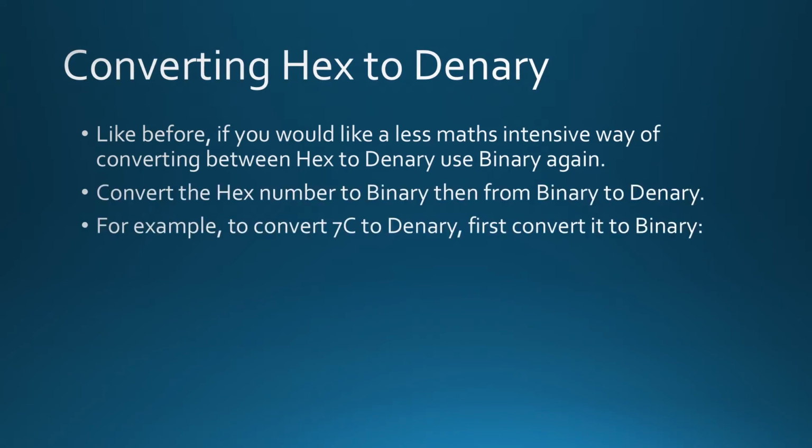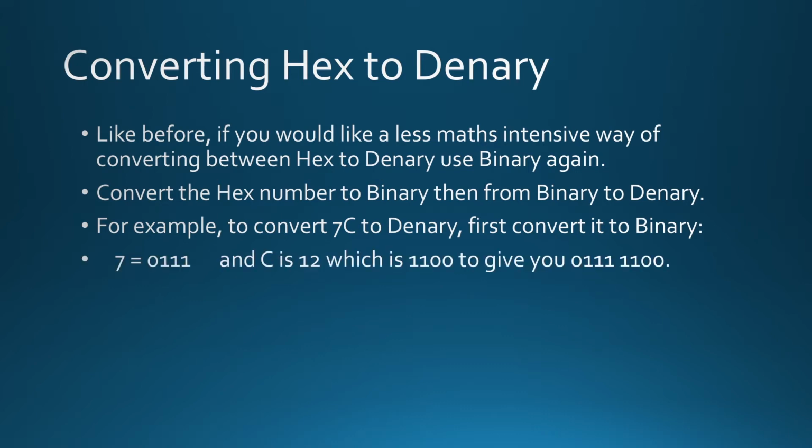First, convert that to binary. So remember what you're going to do? You group each digit individually. So you're going to have 7 and then C. Remember, C is 12, which is 1100. Remember how your binary columns work? Your first column, your right-hand column, is the 1s, then the 2s, then the 4s, and then the 8. So 8 plus 4 is 12, which is what you've got.